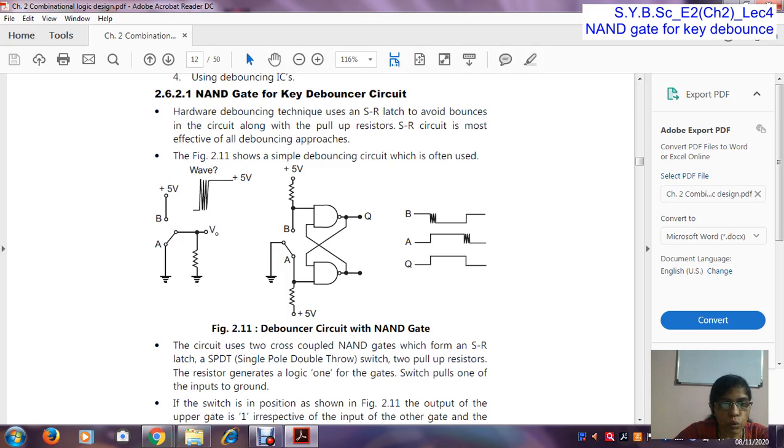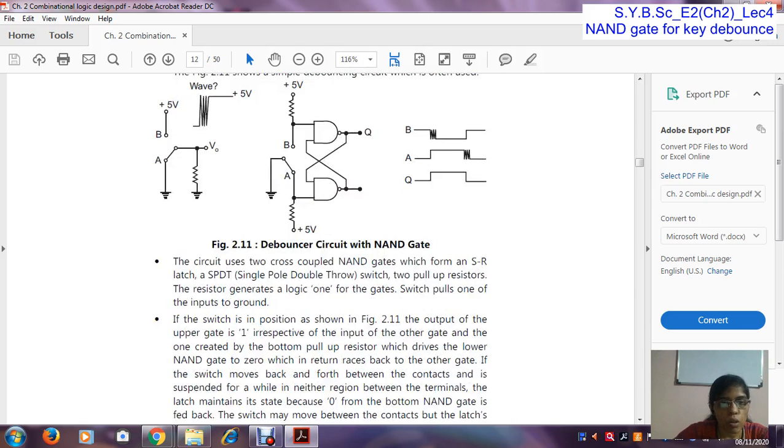So the circuit uses two cross coupled NAND gates. Cross coupled means the input of the first NAND gate is connected to the output of the second NAND gate, and the input of the second NAND gate is connected to the output of the first NAND gate. So this connection is called a cross couple.